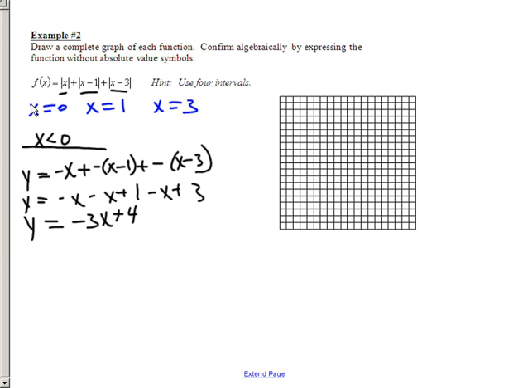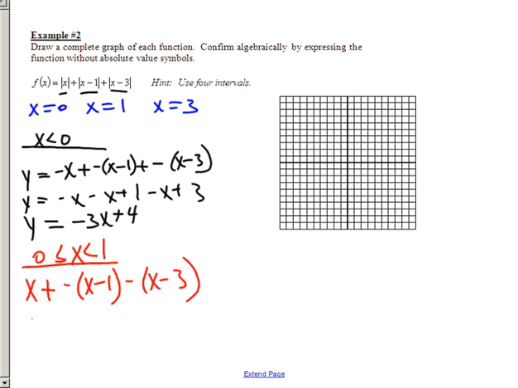The second piece are the numbers between 0 and 1, when x is greater than or equal to 0, but less than 1. When that happens, let's pick a number like 1/2. If I plug it into the first absolute value, it's already positive. Leave it alone. If I plug 1/2 into the second one, I get 1/2 minus 1, which is -1/2. It's negative. I have to negate what's inside. If I plug 1/2 into the third one, I get a negative, so I have to negate what's inside. Distribute the negative signs, and we get -x plus 4 for the second piece of this puzzle.